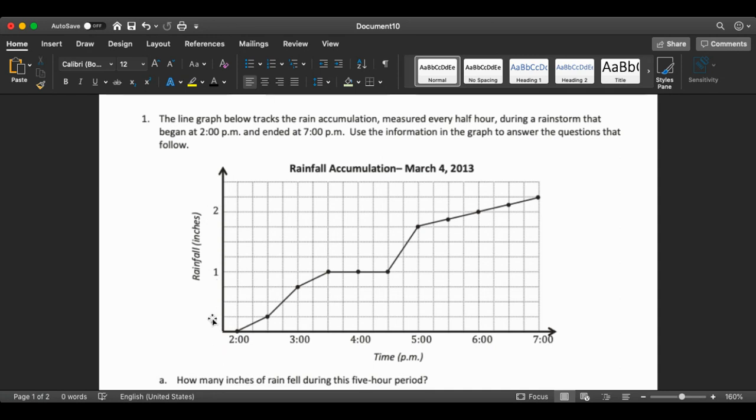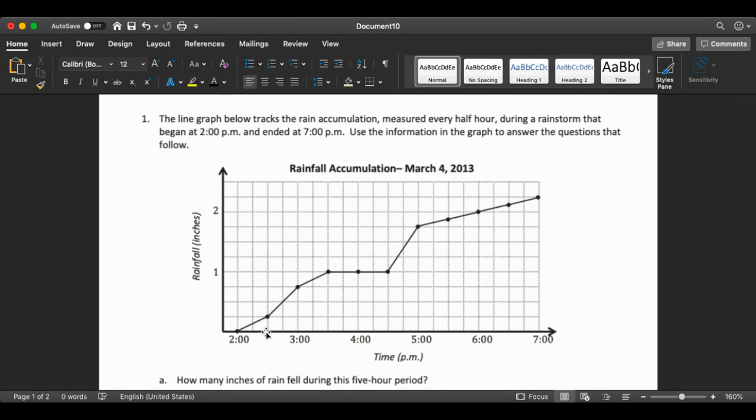So I first want to talk about how they've scaled this. It's not a regular coordinate plane because the scales don't match, right? This is time, this is rainfall. Those are two different units. But that's okay. We can still look at them and analyze what they're showing us. They've already told us the rain is measured every half hour. So anytime you see one of these points, it's at a half hour time. So start at 2 o'clock, right here would be 2:30, 3 o'clock, 3:30, 4 o'clock, 4:30, so on, okay?